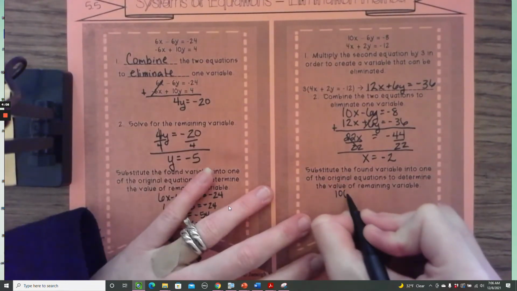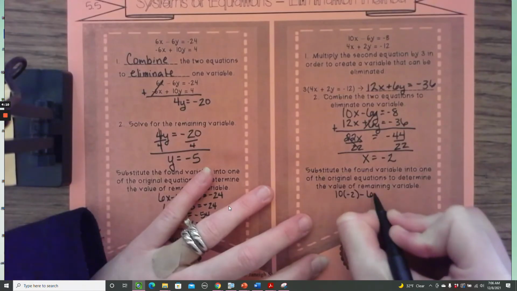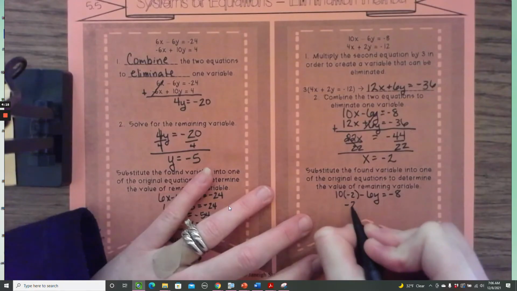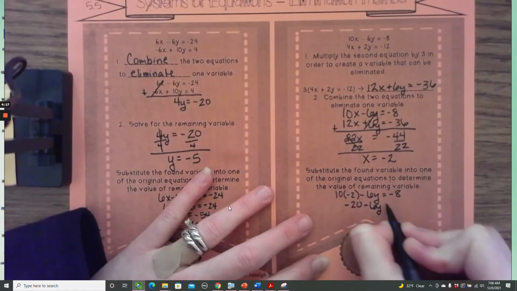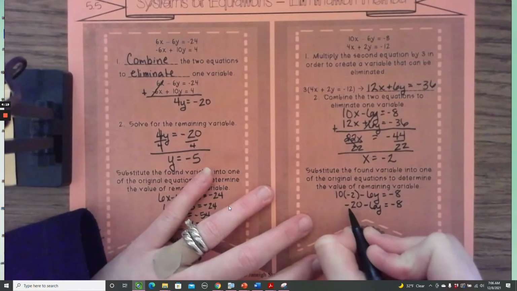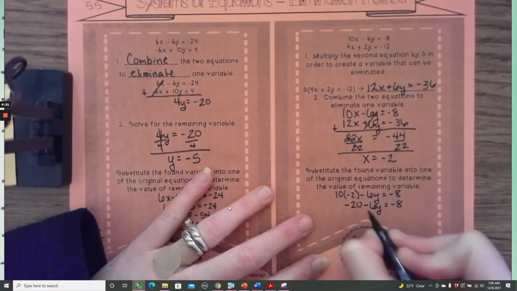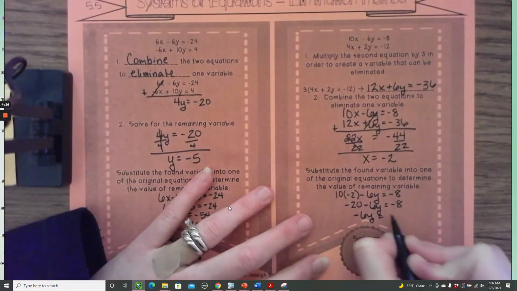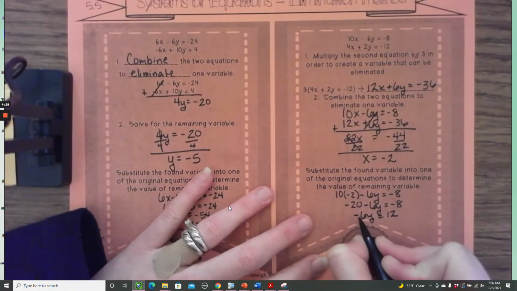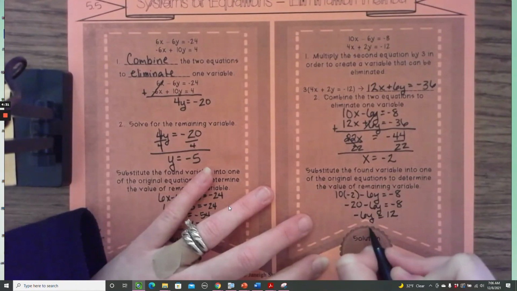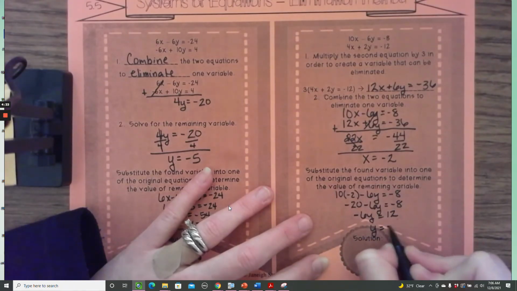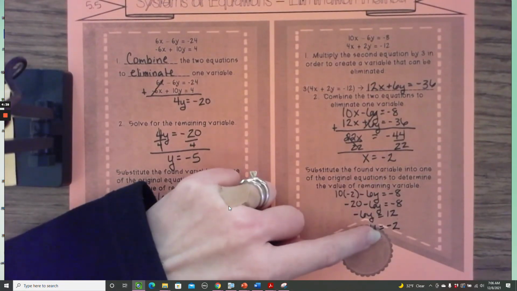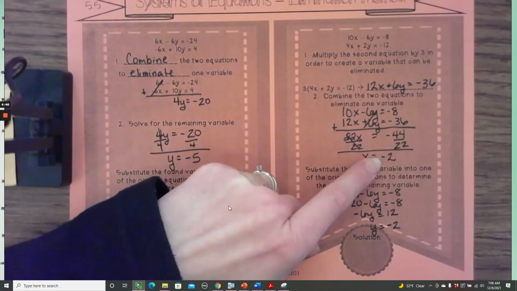So 10 times negative 2 minus 6y equals negative 8. Gives me negative 20 minus 6y equals negative 8. If I add 20 to both sides to eliminate this, I would be left with negative 6y. Negative 8 plus 20 is a 12. Now I'm going to divide both sides by that negative 6. Y is going to equal negative 2. So my solution here, negative 2, negative 2. And make sure you put them in the right order. Always put the x first.